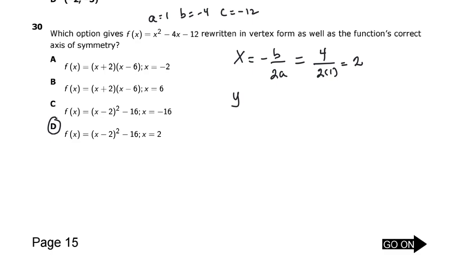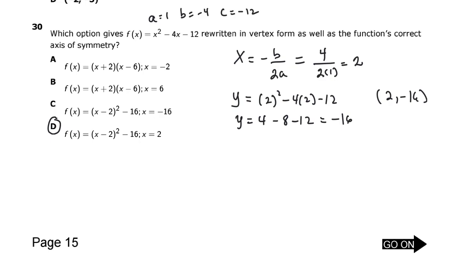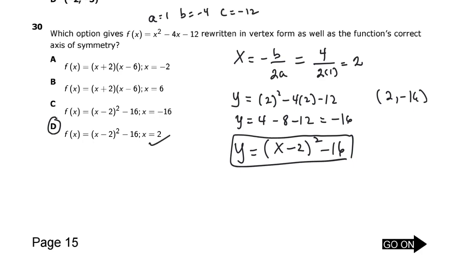We're going to find k by substituting into y, so we have 2 squared minus 4 times 2 minus 12. So it's 4 minus 8 minus 12. 4 minus 8 is negative 4. Negative 4 minus 12 is negative 16. So the vertex is 2, negative 16. The formula is y equals a, a is equal to 1, x minus 2 squared minus 16. So let's check.